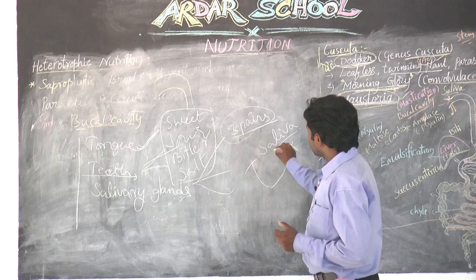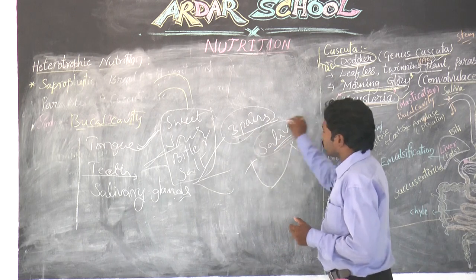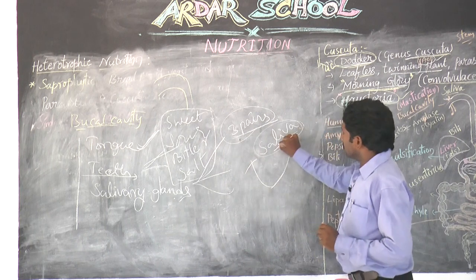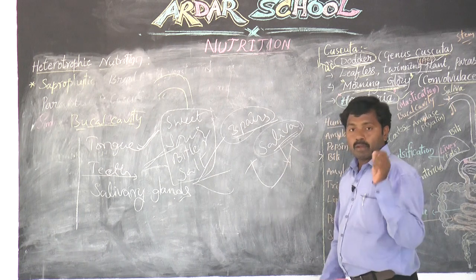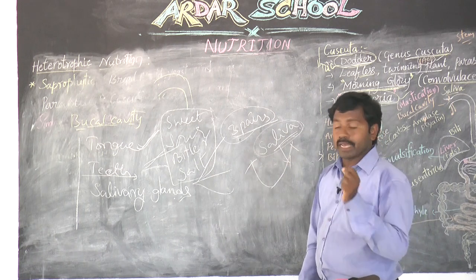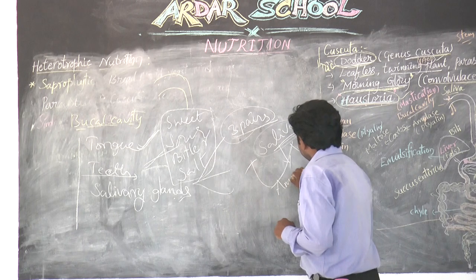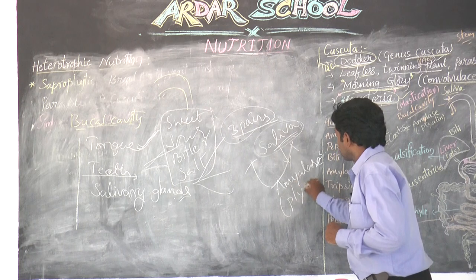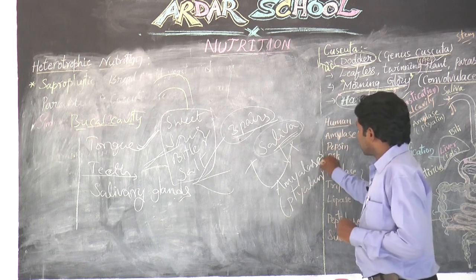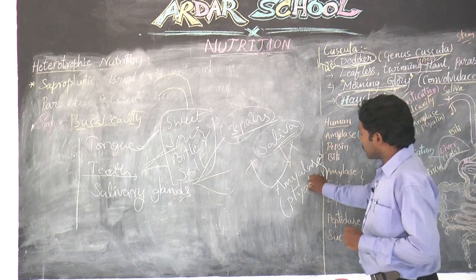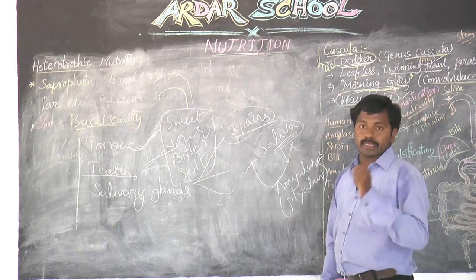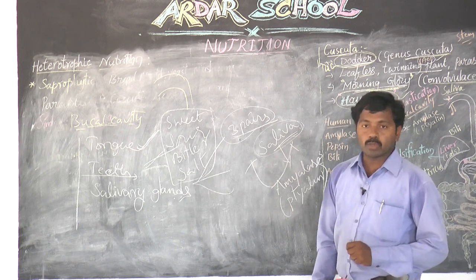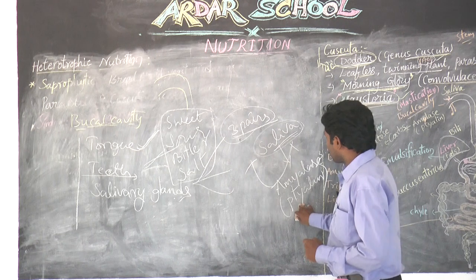So what is the use of the saliva? Saliva is useful like a lubricant. In the saliva, one enzyme is there, that is called amylase, or tyrosine. These enzymes act on carbohydrates. They can simplify the carbohydrates into maltose. That is the main function of the amylase.